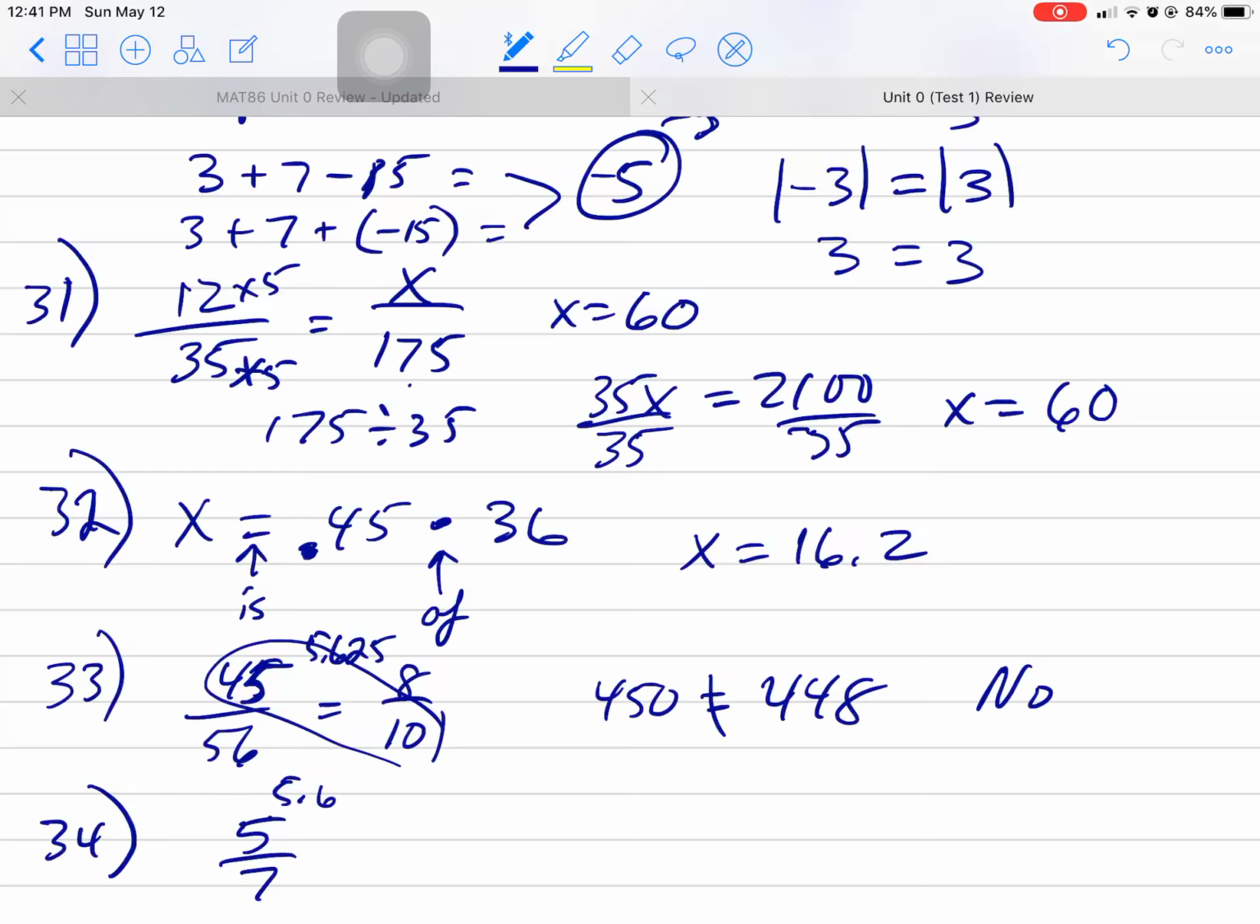3/4, 5 over 7, 75 over 100. Which one is greater? That is a less than symbol. That's a greater than symbol.